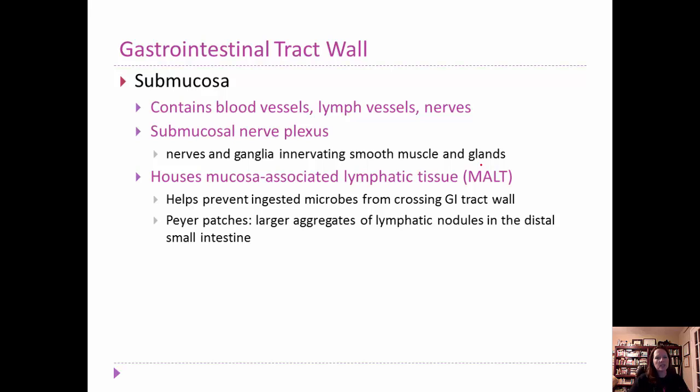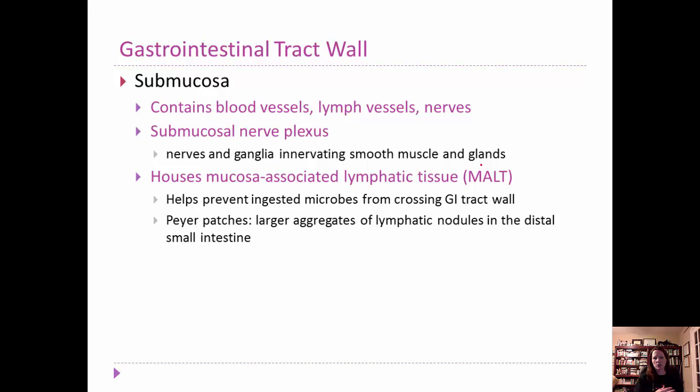We also have something called MALT. You guys remember MALT from your lymphatic chapter, that mucosa-associated lymphatic tissue. I talked about how it's scattered throughout the abdominal pelvic cavity. These are going to be little patches, little nodules or clumps of lymphatic tissue. And specifically the ones that are found here in the gastrointestinal tract are called Peyer's patches. These are typically going to be found in the ileum, which is the distal small intestine.